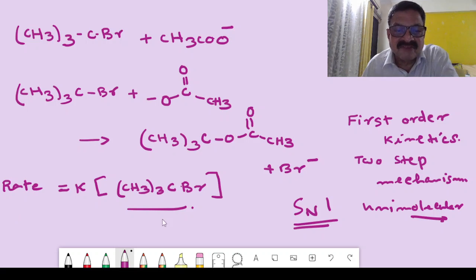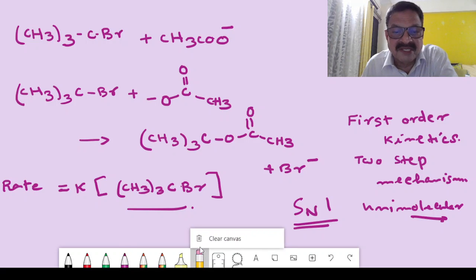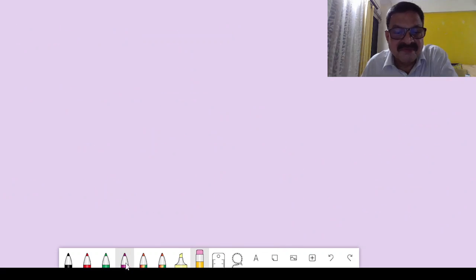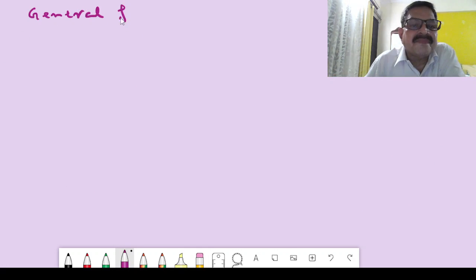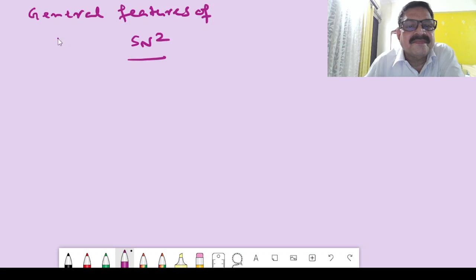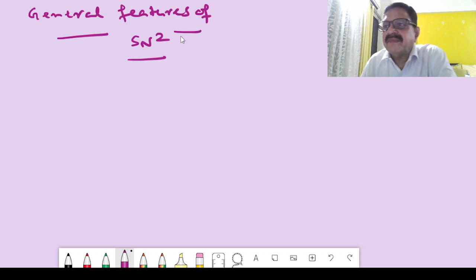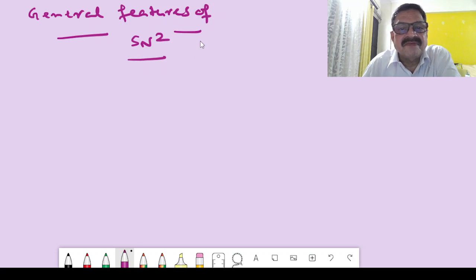Now let us examine SN2 in detail. In this class we will be focusing more on SN2 mechanisms only. Next class we will see SN1 in detail. Okay, now, what are the general features of the SN2 mechanism? It's an important thing. See, the general features of the SN2 mechanism.